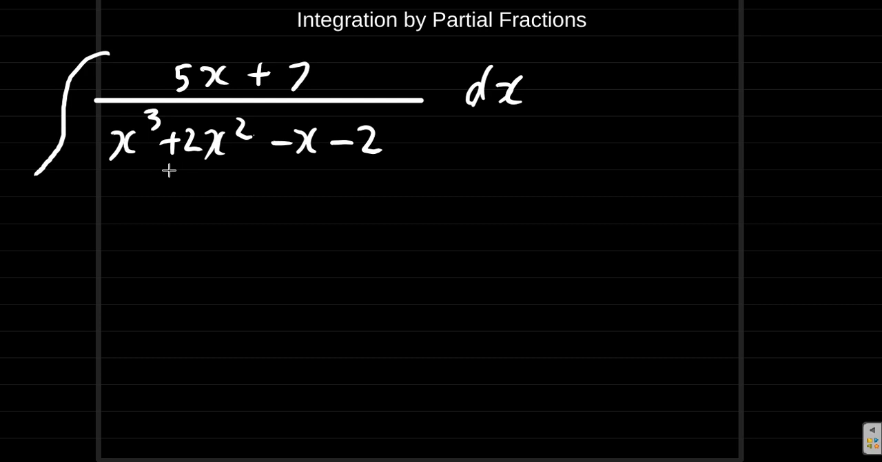Now, here you have x cubed plus 2x squared minus x minus 2. We want to find what the factors are for this. So let's put this aside. X cubed plus 2x squared minus x minus 2.